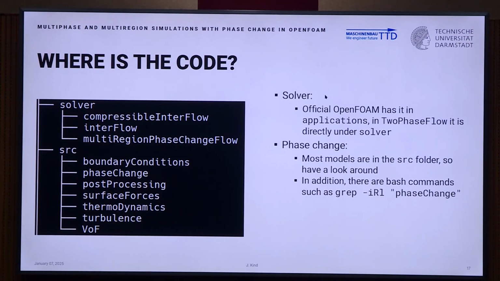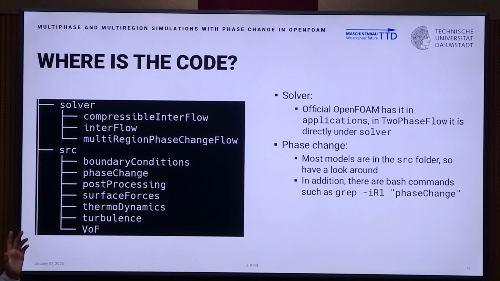If you've ever looked at OpenFOAM's directory structure of the source code, the solver is usually under applications. In our case, it's directly under solver, and you see that in this two-phase flow library, we have 3 solvers, and we are going to use a modified version of this last one because it's multi-region, phase change, and multi-phase. And as previously said, phase change is more a model, and the models are collected under the source folder.